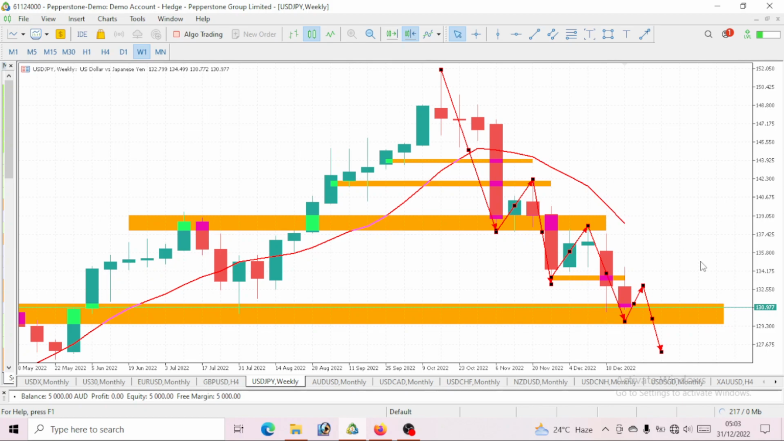Above all, on USDJPY, we are on a bearish move. Lower lows and lower highs is what's playing out. Now take a look at this.